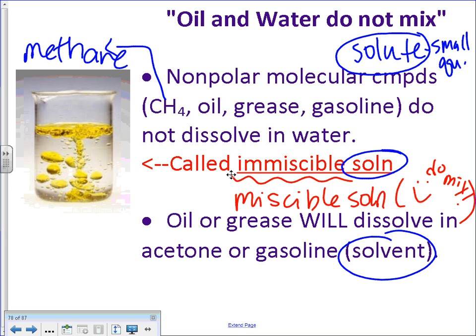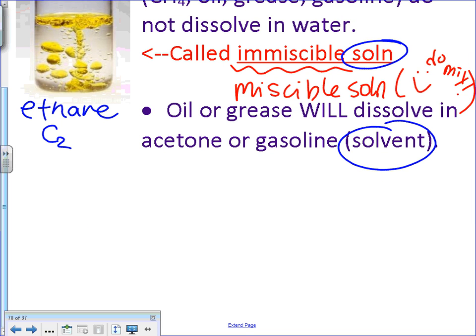What's ethane? Ethane, again, is also nonpolar. C what? C2. H6, because it's 2n plus 2. So 2 times 2 is 4 plus 2 is 6. Okay, it's like last week, right? One more thing for you.